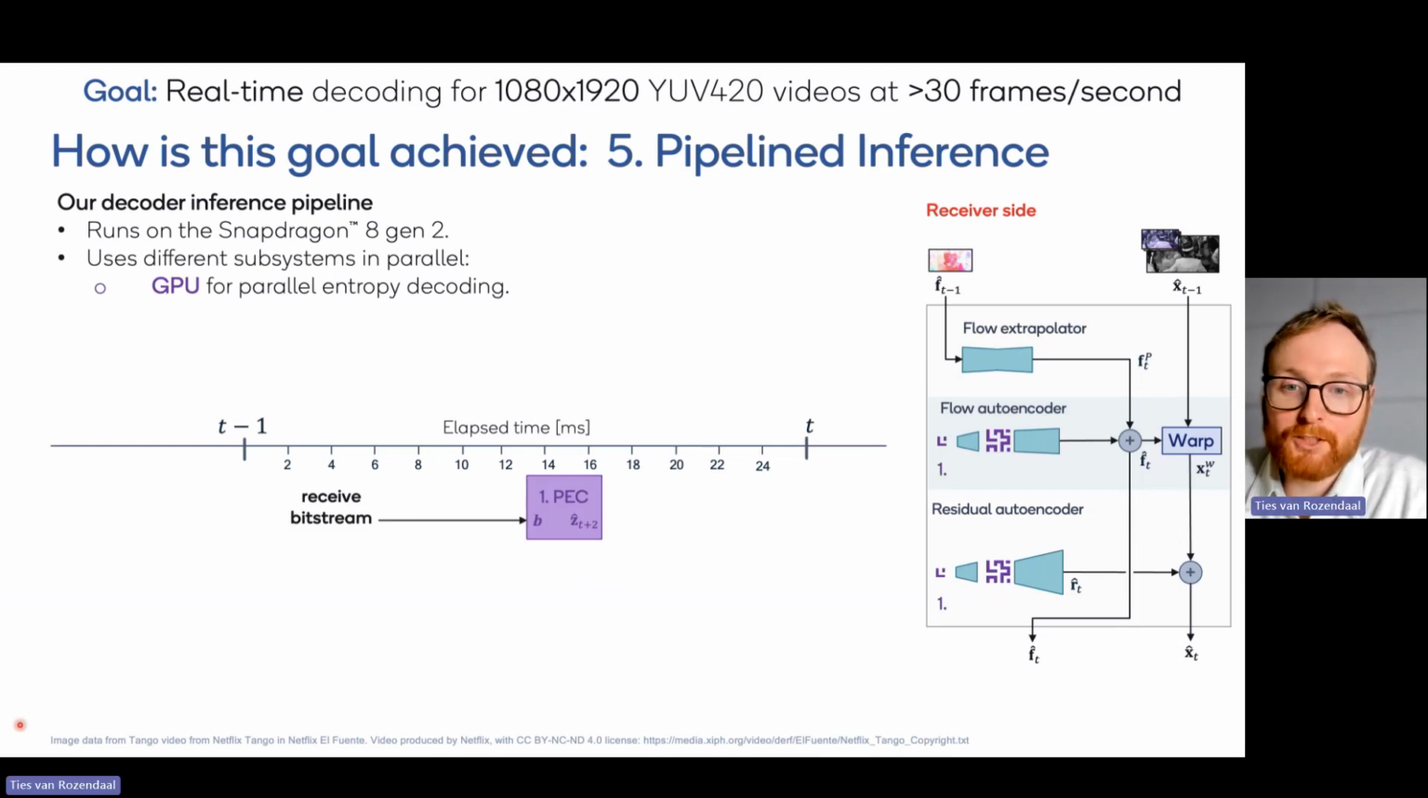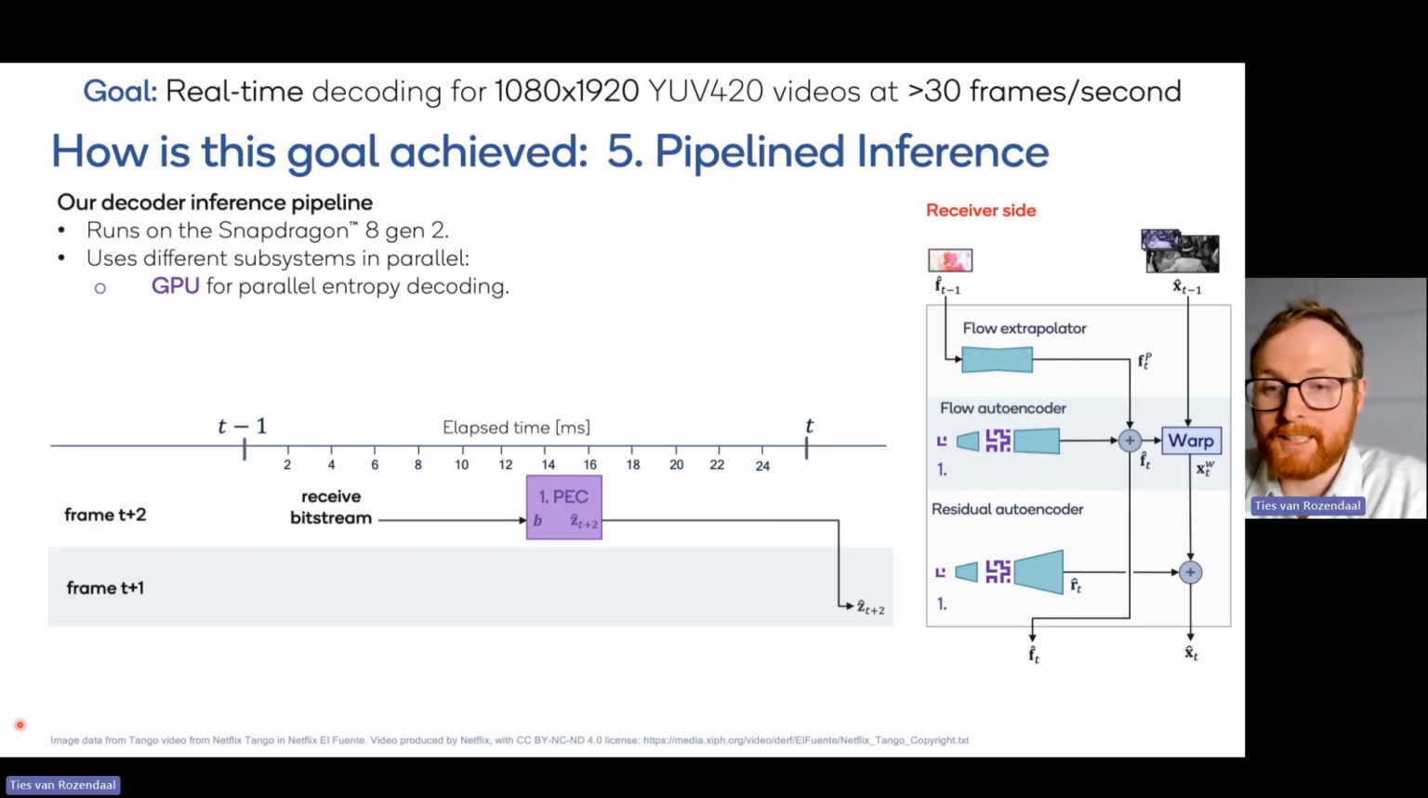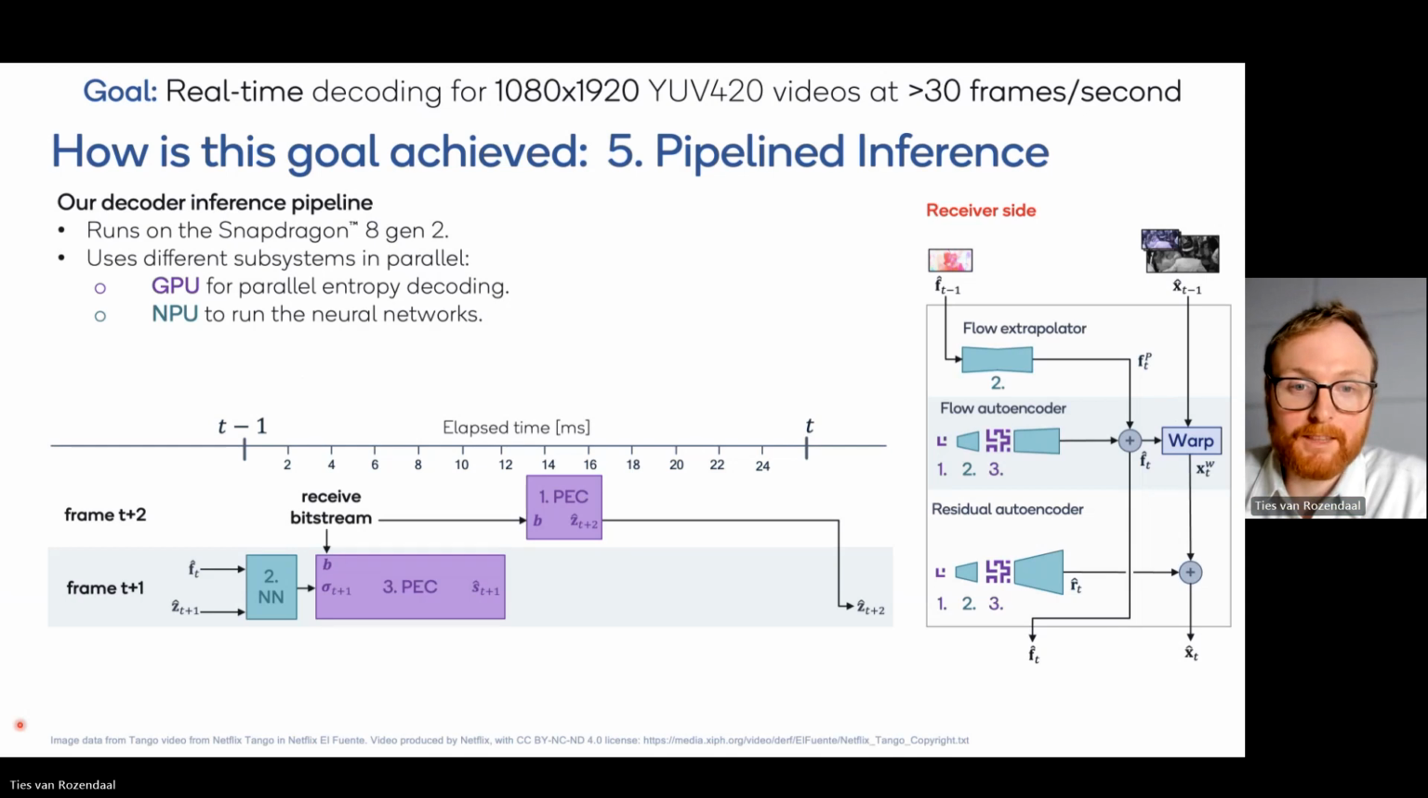We start by receiving the bit stream and doing parallel entropy decoding on the GPU. We use up to 512 threads in parallel for entropy decoding in order to reach the desired throughput. This gives us the hyperlatent, which we use in the next time step. We pass the hyperlatent through the hyperdecoders, and we also run the flow extrapolator on the neural processing unit. Then we can do another parallel entropy decoding step, again on the GPU. This time the output are the latents.